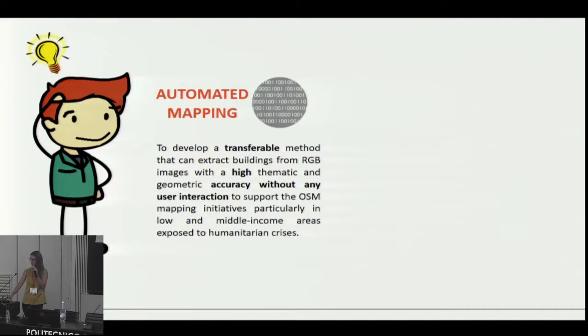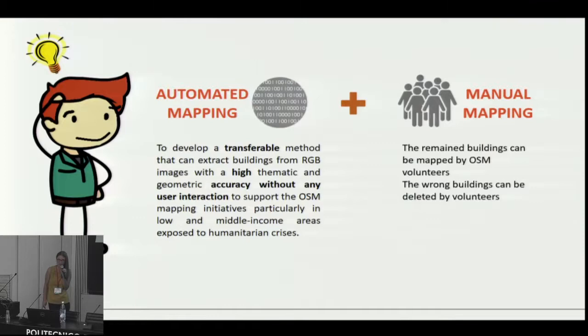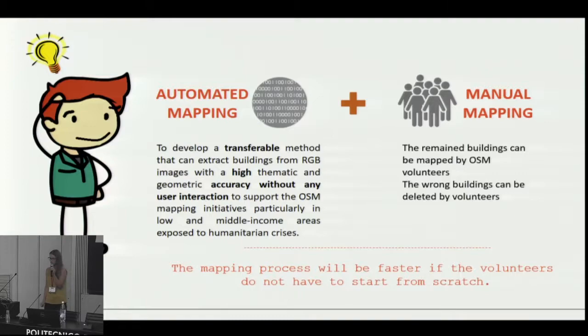So let's say we have a tool and we can extract maybe 50% or 40% or more of the buildings from a huge area, a huge image. If we can do that automatically, from my point of view, it's very useful for the community to come and map the remaining buildings. I think the process will be faster if the OpenStreetMap volunteers do not start from scratch.